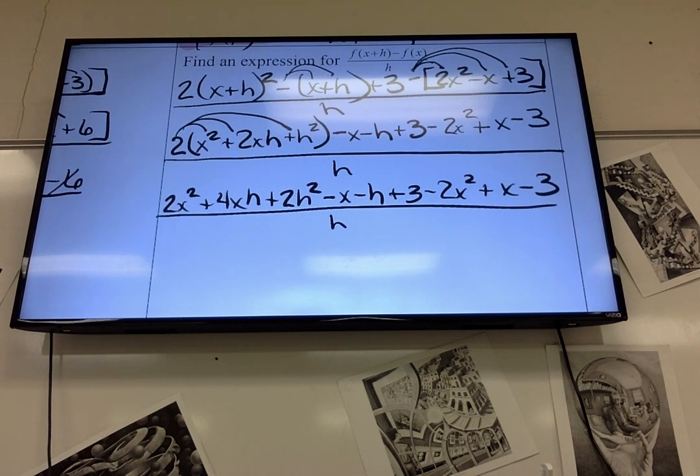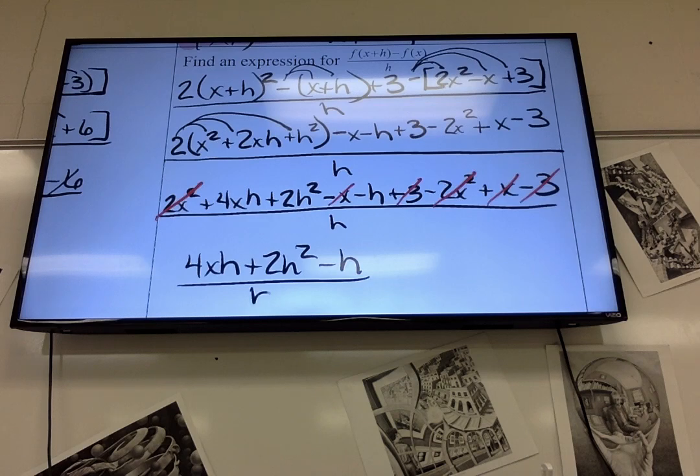Some things will cancel out here. I have positive 2x squared, negative 2x squared. Sorry. I have plus 3, minus 3. I have minus x plus x. That's it. So combining like terms, I don't have any like terms. So I have 4xh plus 2h squared minus h over h.